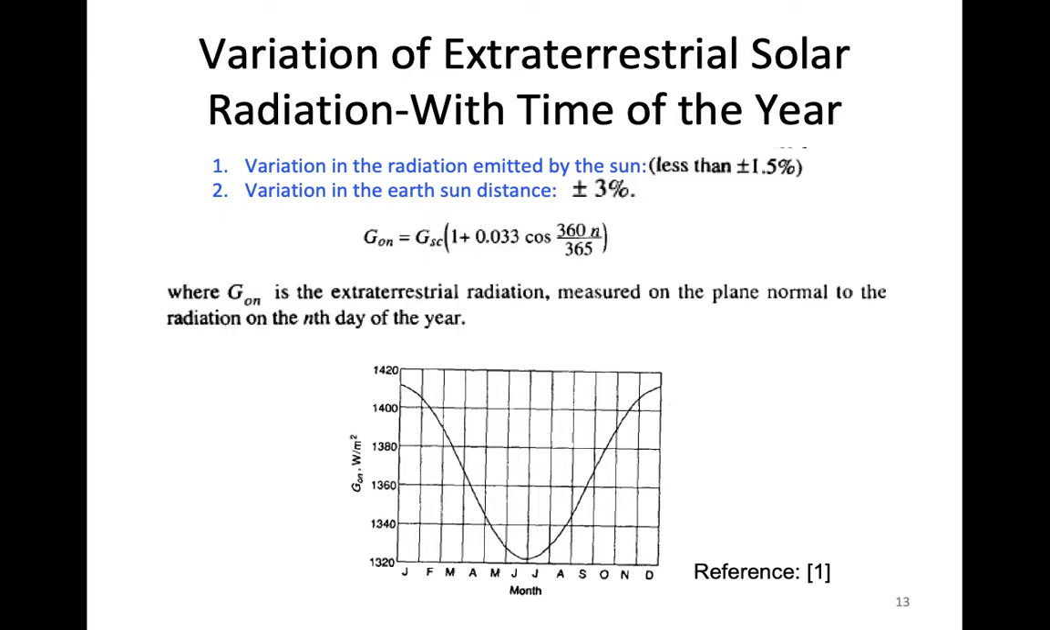The variation of Earth-Sun distance, however, does lead to variation of extraterrestrial radiation flux in the range of plus minus 3%. The dependence of extraterrestrial radiation on the time of the year is shown in figure below. A simplified equation with accuracy adequate for most engineering calculations is given in equation where G on is extraterrestrial radiation measured on the plane normal to the radiation on the nth day of the year.